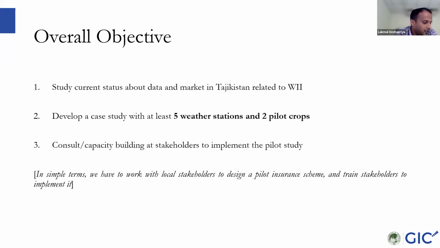Basically, what we are doing here is we try to assess their current situation and do a little bit of market analysis, supply side and demand side both. We do a little bit of farmer surveys and so on. Then we are developing a pilot study for 5 weather stations and for 2 crops, cotton and wheat. And as a foreigner, we cannot go there and sell insurance, right? So we are working with the local insurance companies and agriculture companies to implement this insurance after the feasibility stage is finished.